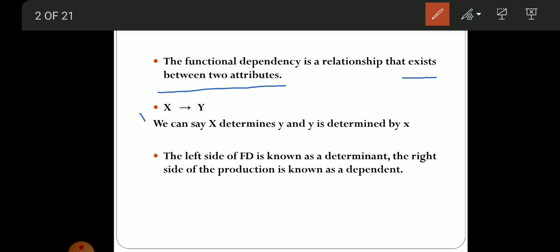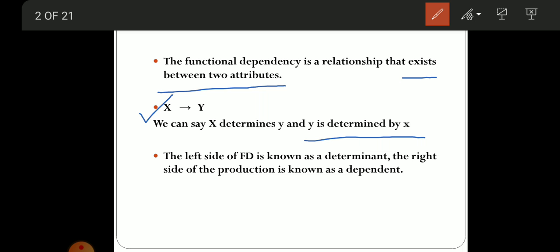And see the second point. Like this, we can write or define the functional dependency. Here we have written X determines Y, or you can say Y is determined by X. What is the meaning of determining? If we have the value of X, then we can search for or identify the value of Y, right? Don't get confused about the value of Y.